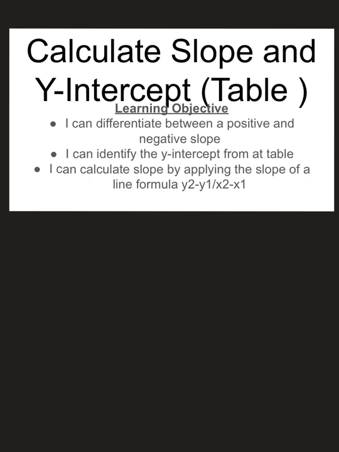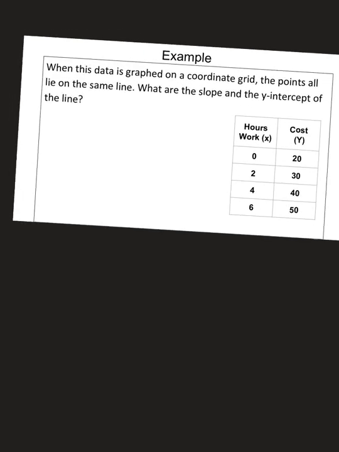Our objectives today are going to be to differentiate between a positive and negative slope. It's going to be a little different with the table, but we're going to use the same principles. We want to be able to identify the y-intercept from a table. And then finally, we want to be able to calculate slope by applying the slope formula, just like we did with graphs. So we're going to start off with our first question.